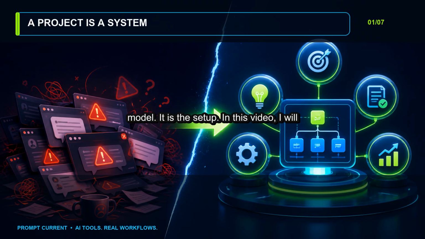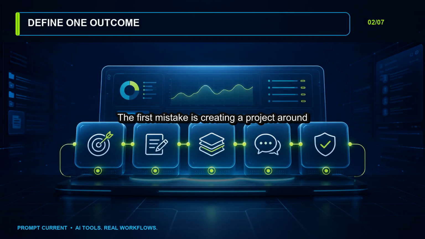In this video, I will build a clean ChatGPT project for a real client launch and show the 5 decisions that make it useful: scope, instructions, sources, chat structure, and the context audit. By the end, you will have a project that behaves less like a messy inbox and more like a reliable workspace.